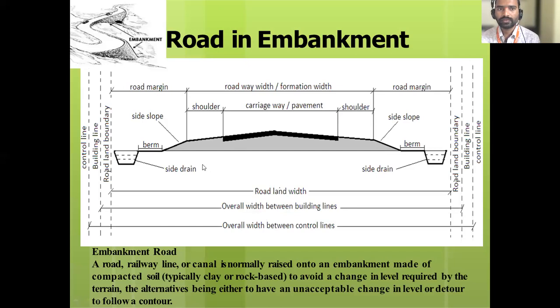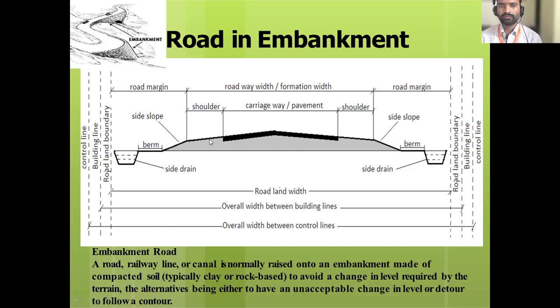Okay, so this is the carriageway. What is the function of the carriageway? It carries traffic. It allows movement of the vehicles. This carriageway is made up of pavement. There are two types of pavement: one is rigid pavement, another one is flexible pavement.